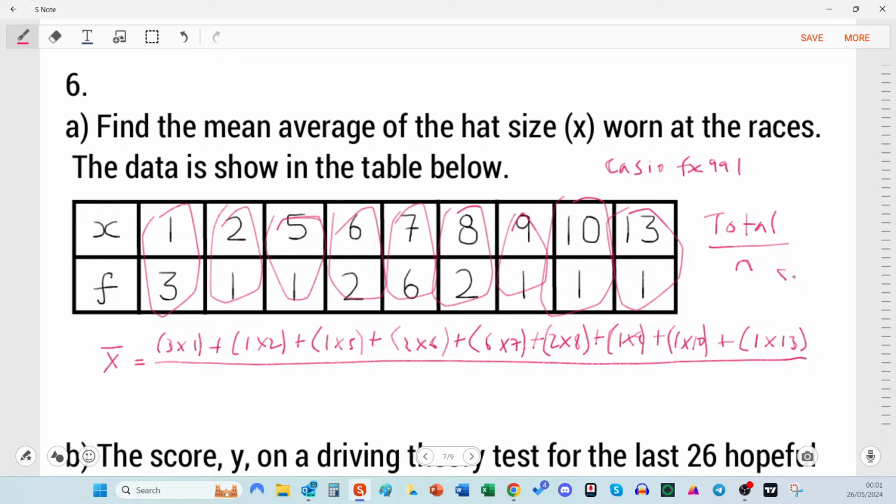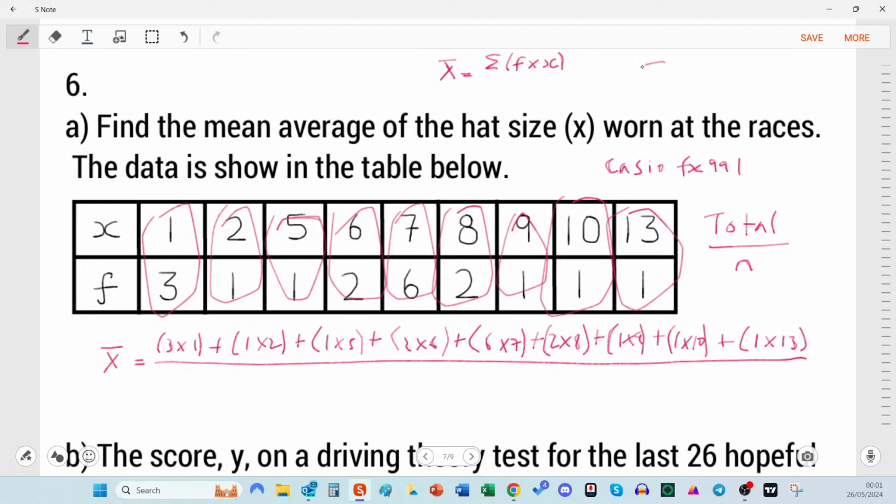And now what's n? N means how many there are, like how much is there. And in this case, where would we find that information? We actually find it from the frequency row. That's why, instead of writing the mean like this, we could write the mean, I'll just write it at the top here. X bar equals the sum of frequency times x. We've already done that part.